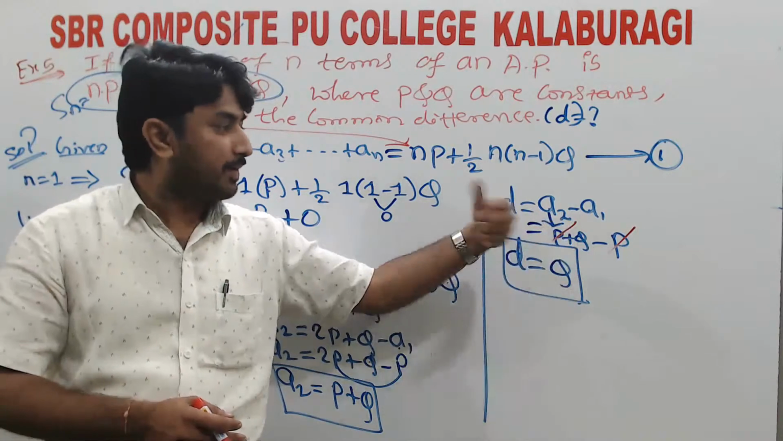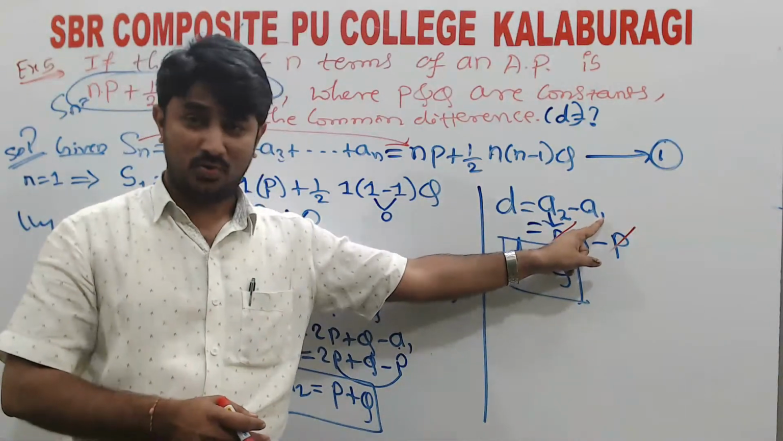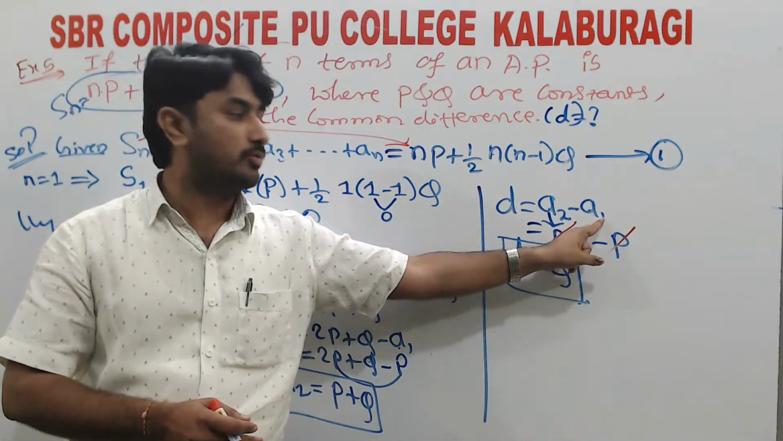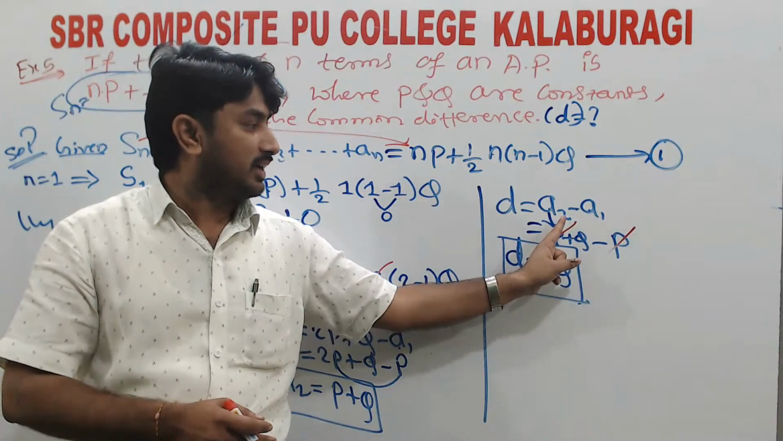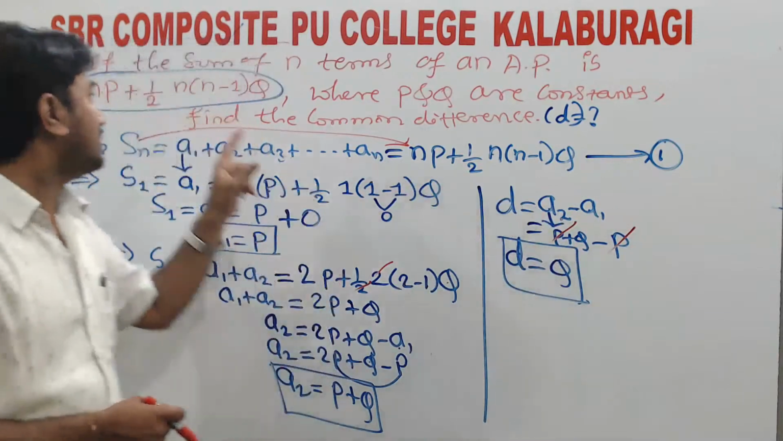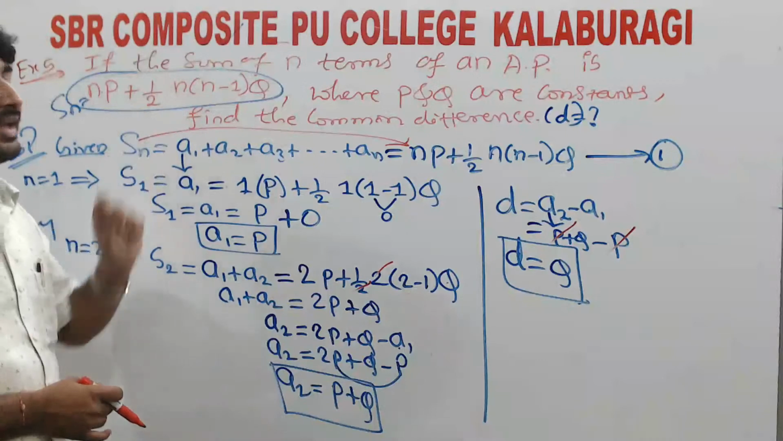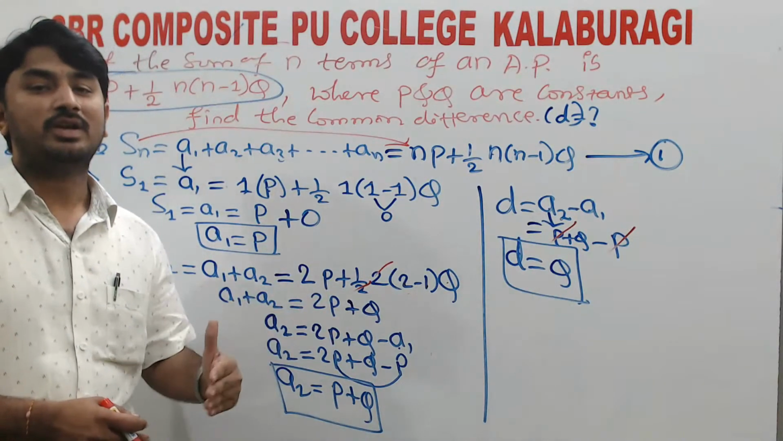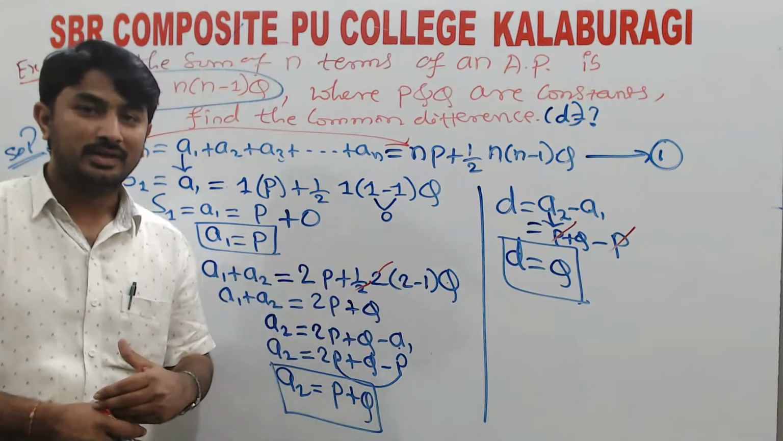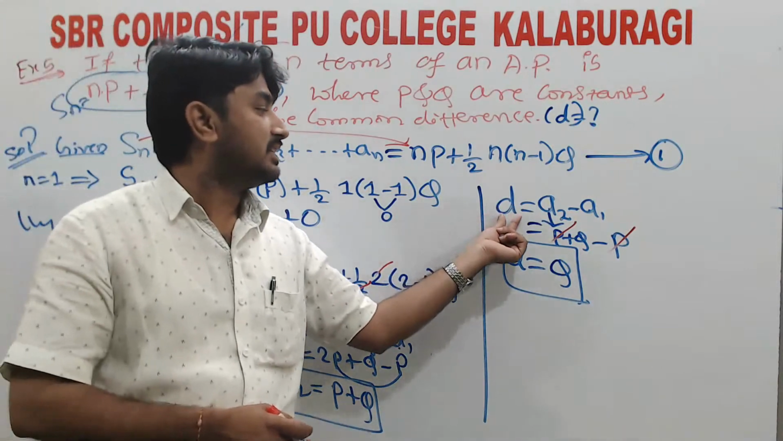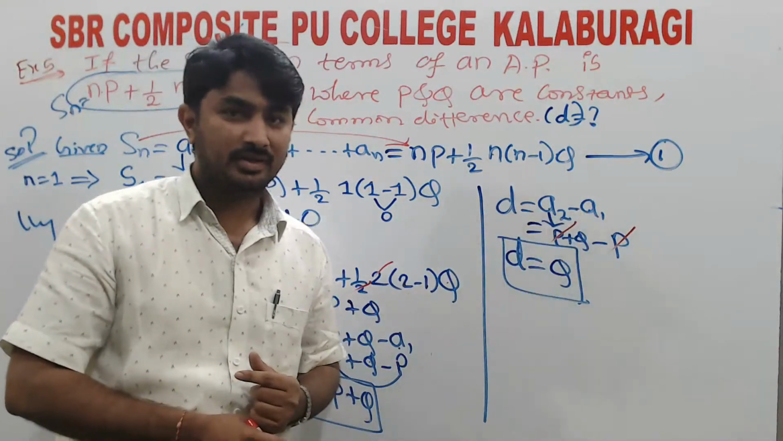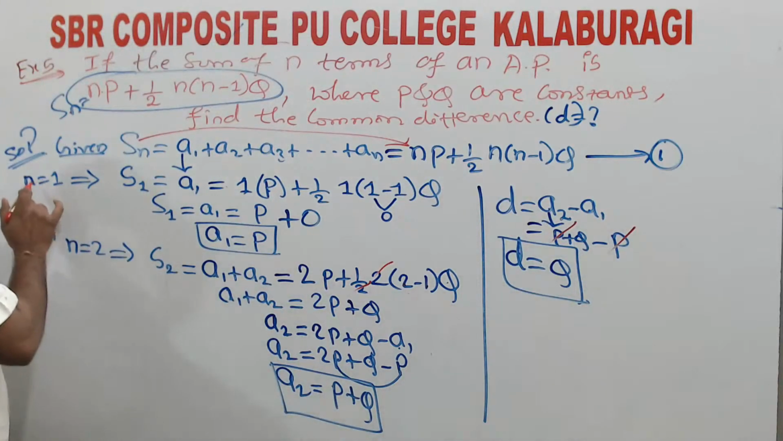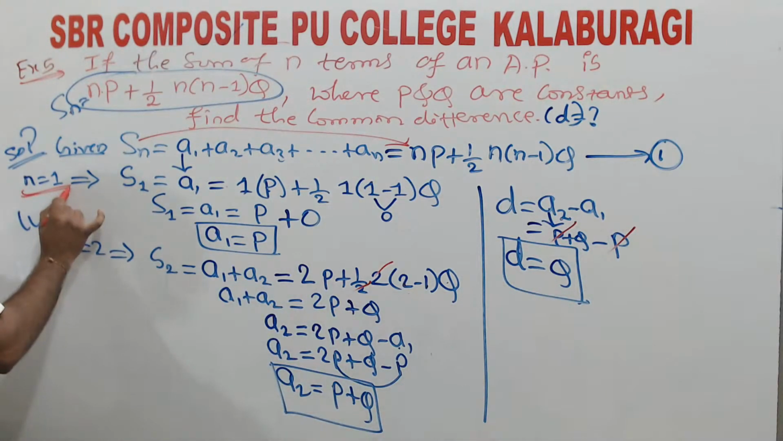First, to find A1, I am taking n equal to 1. For the A2 value, I am taking n equal to 2 in the given condition. We get the A1 value as well as the A2 value. Then I find the difference d equal to A2 minus A1. Here I am taking n equal to 1.